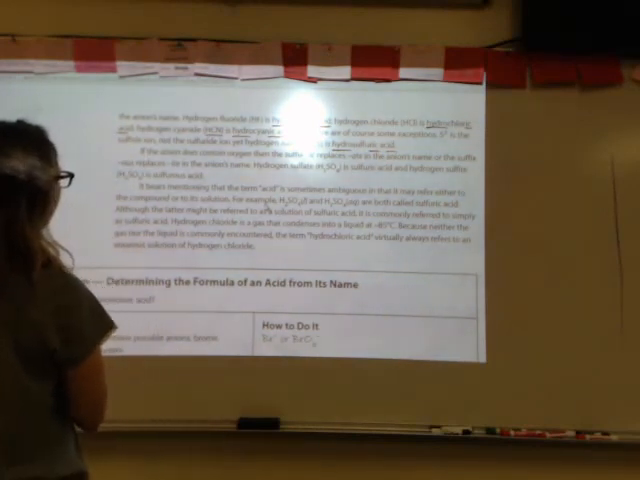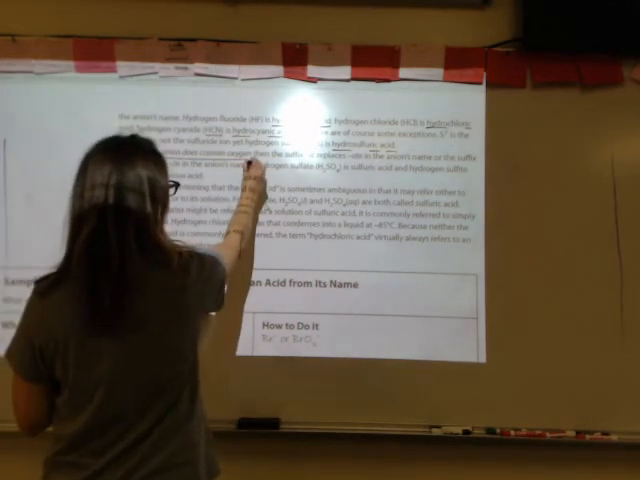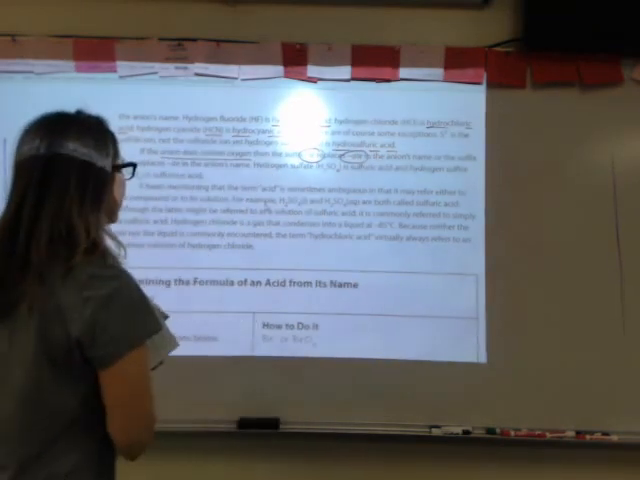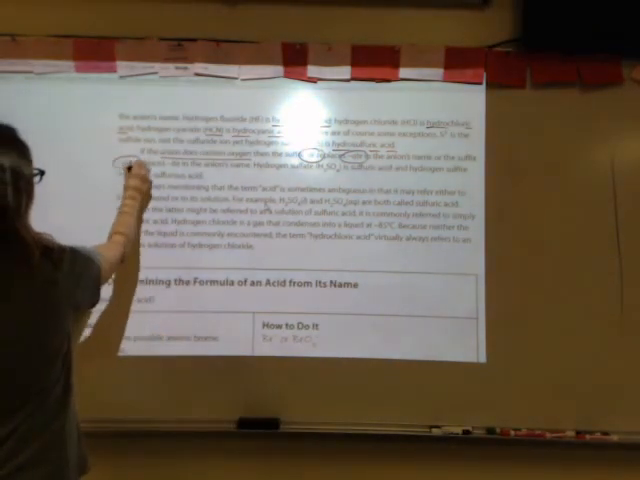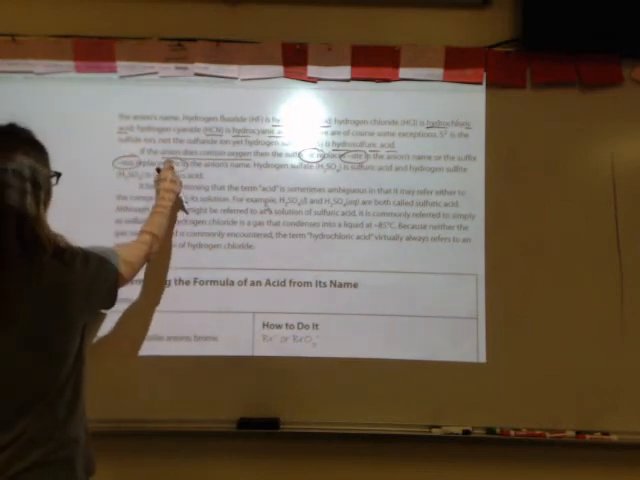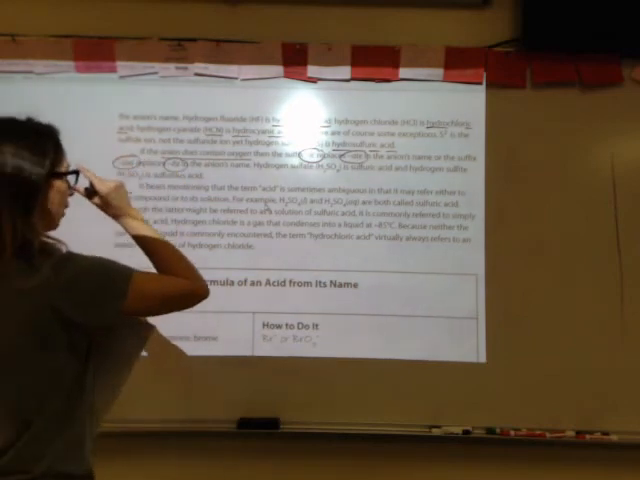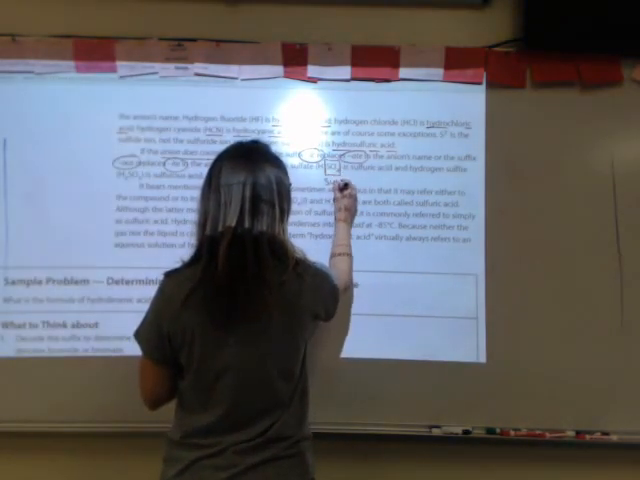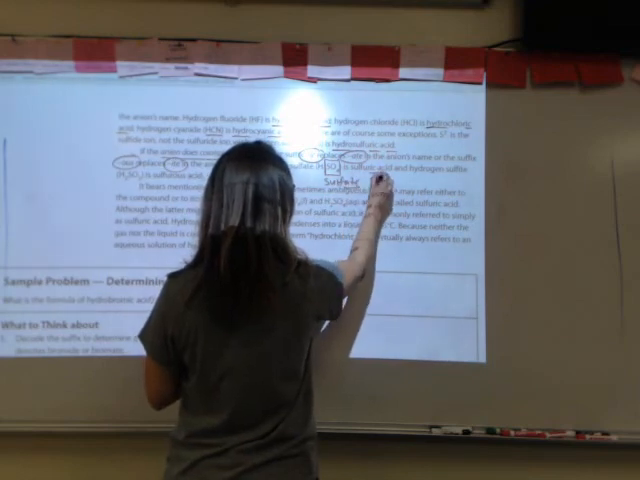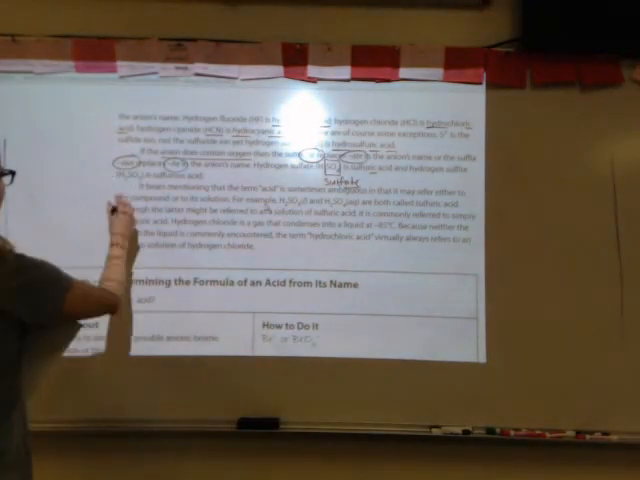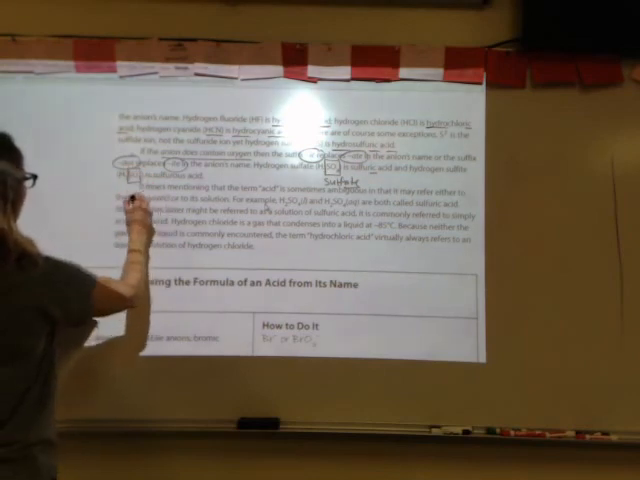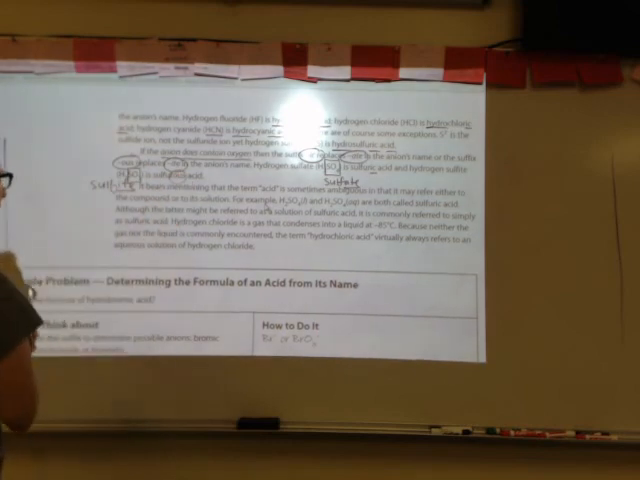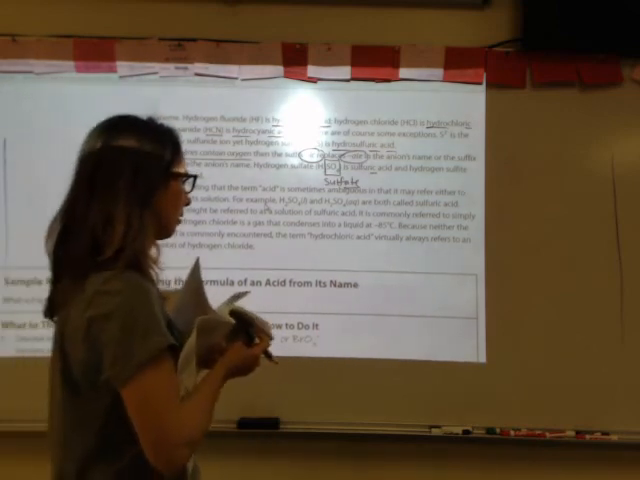Now, if your anion contains oxygen, ic replaces ate in the anion's name. If you end in ite, replace it with OUS. So for instance, H2SO4. SO4 is sulfate. Change the ate to ic, you get sulfuric acid. H2SO3. SO3 is sulfite. Change the ite to OUS, and you get sulfurous acid.